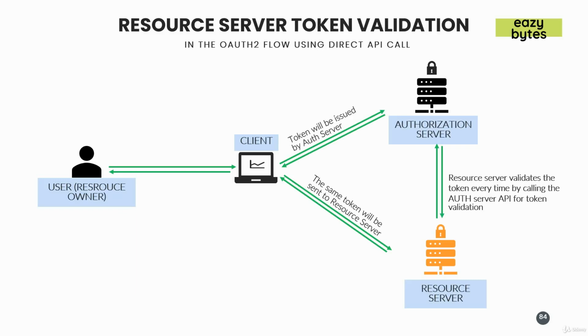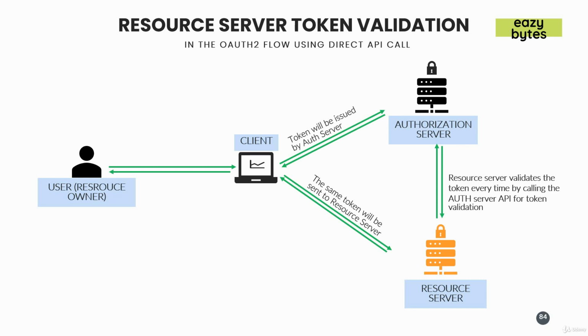We have been discussing a lot about authorization server and resource server, saying that the authorization server will issue the access tokens and refresh tokens to the client, and every time the client wants to access a protected resource, it will share the access token issued by the authorization server with the resource server.